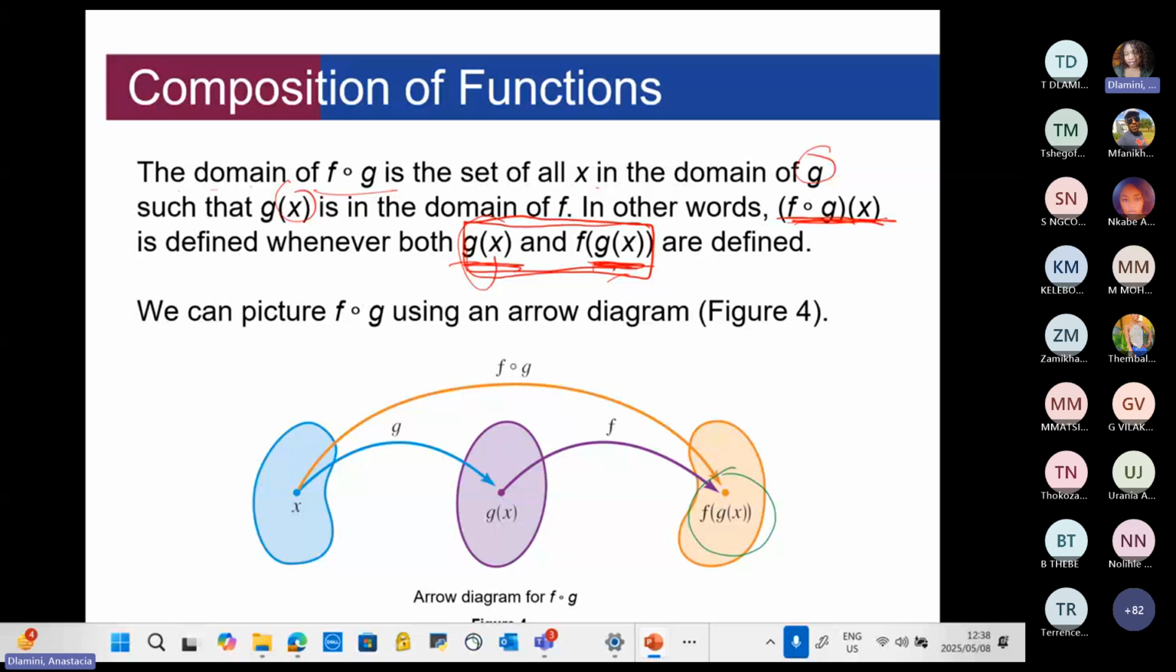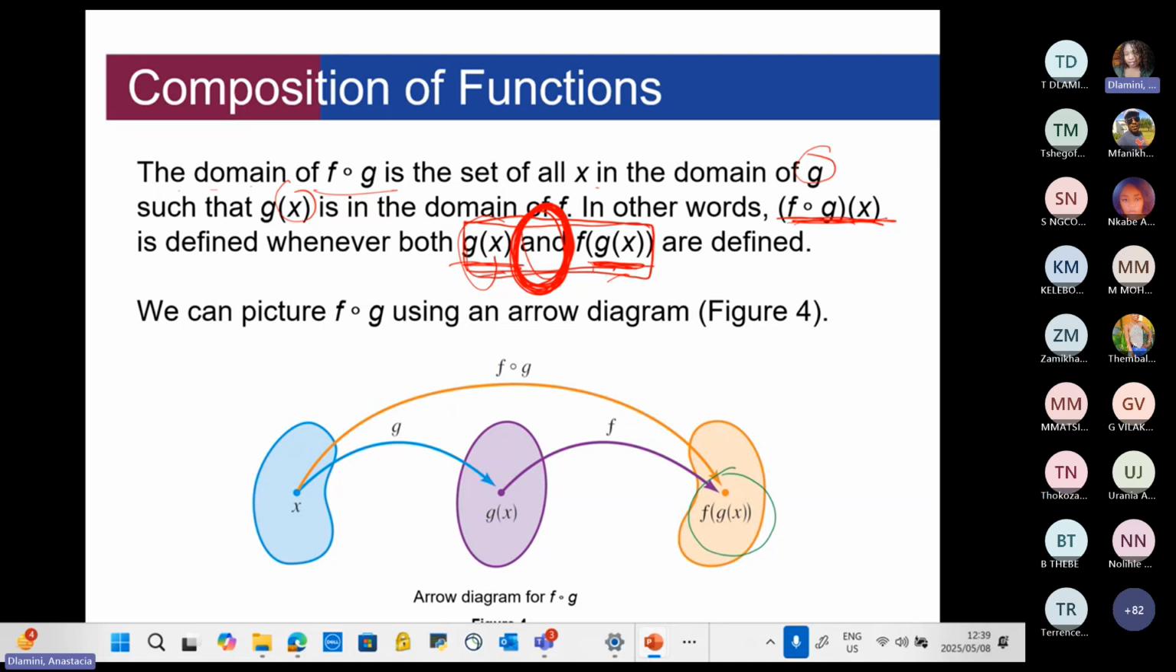So what do you think? Which domains are we looking for, and what are we doing to those domains to find the domain of a composition function, according to that statement? We combine them. How? We're going to look for the domain of f and the domain of g, and then combine them. We need to find the intersection. Okay. Are we all together? Yes, ma'am.